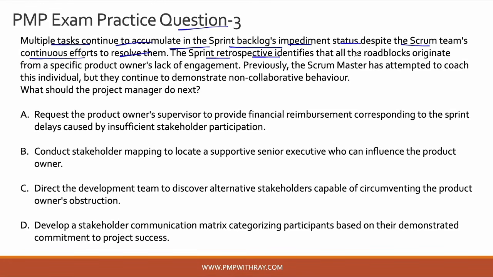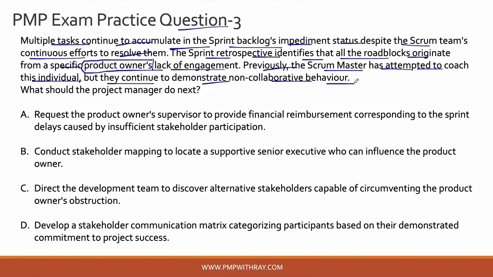Now the sprint retrospective identifies that all the roadblocks originate from a specific product owner's lack of engagement. So this is the person who is not engaging with the sprint or with the team or with the project, and that is the reason why things are not going as per plan. Previously, the Scrum Master has attempted to coach this individual, but they continue to demonstrate non-collaborative behavior. So it's a difficult person to deal with in this situation. So what should the project manager do next?